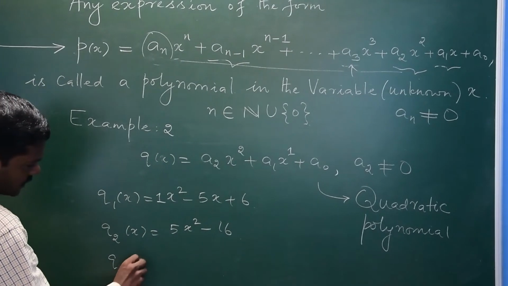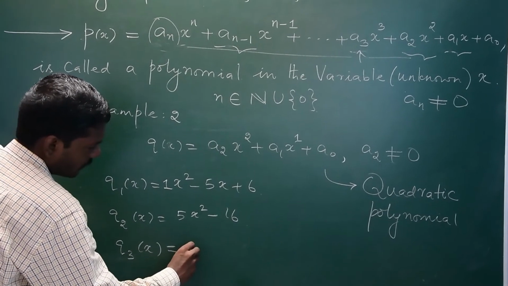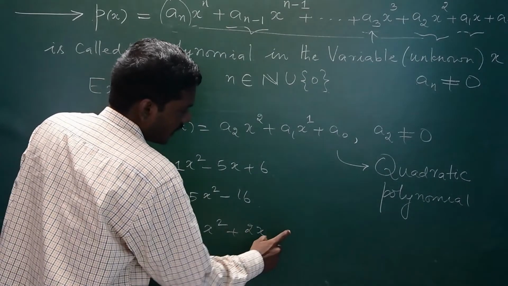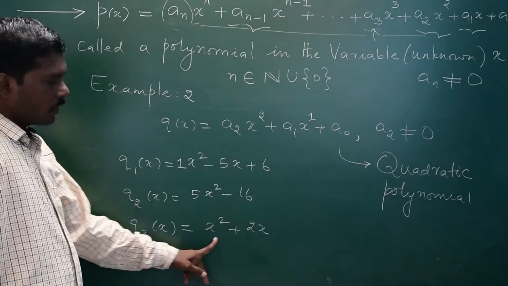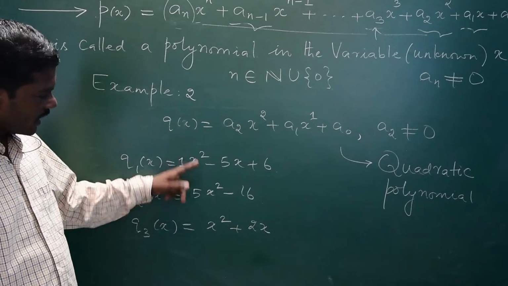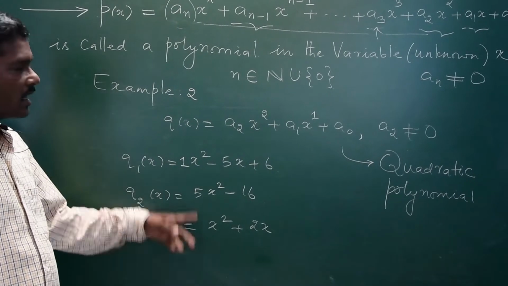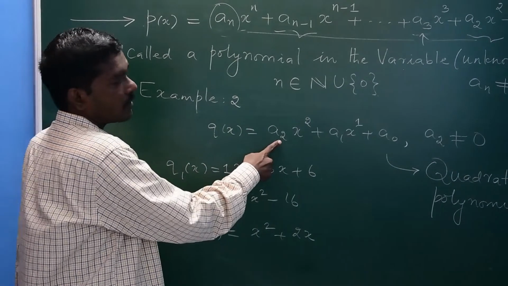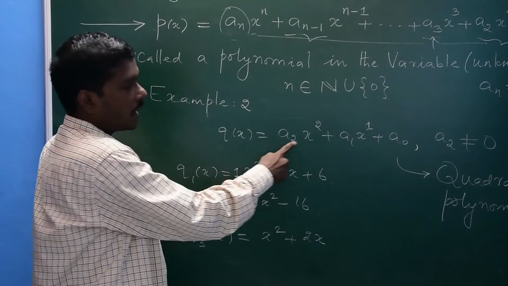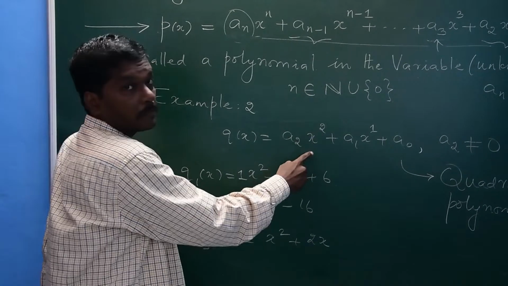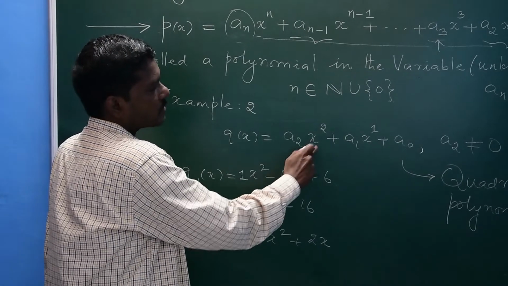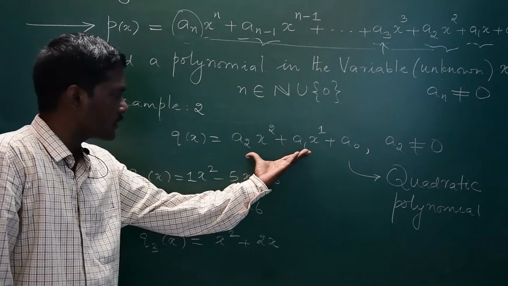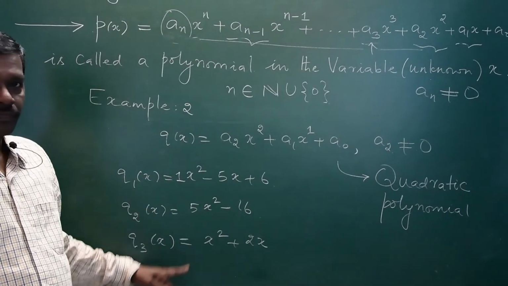Likewise, q3 of x is one more example, which is x square plus 2x. Here the constant term is missing, but still it is a quadratic polynomial. So a quadratic polynomial can be any of the 3 types. Only thing is, for the polynomial q of x to be not equal to 0, the coefficient of the highest power is not equal to 0. So a2 is not equal to 0. This is a quadratic polynomial, and these are all examples.